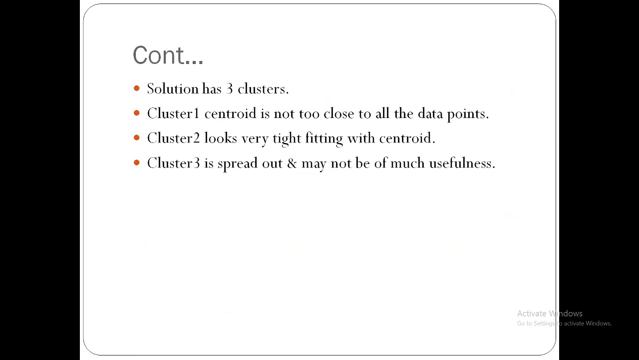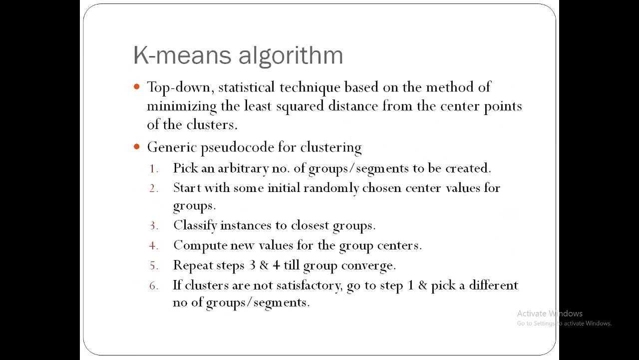Next, we'll see the next one, that is the K-means algorithm. Here, the K-means algorithm is a top-down statistical technique based on the method of minimizing the least square distance from the centroid point of the cluster. How exactly it works, we'll see with a generic code for clustering.